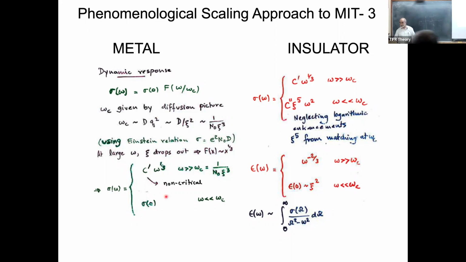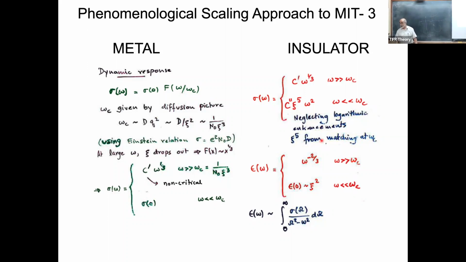Then you ask yourself the question, what is going to happen in the insulator? Again, the same argument. At high frequencies, the system shouldn't know whether it's an insulator or a metal, because it's all a DC phenomenon. You're talking about the DC conductivity going to 0. So you can just copy this result over to the insulator. But in the insulator, you know that the conductivity at 0 frequency is 0 at 0 temperature, and you can make good arguments why it should go as omega squared.